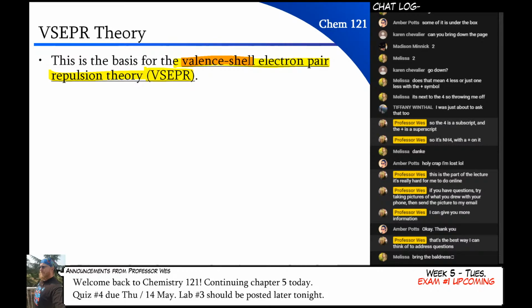What does valence shell mean? Well, the valence shell is where electrons on the outside interact with other atoms. Anything on the outermost layer of electrons is considered valence electrons. Electron pair, what does that mean? So far we've seen that all of our electrons like to pair into sets of 2. A bond is 2. 2 dots on one side of an atom is 2. So electrons must be in pairs. Repulsion, what do electrons do? Well, they repel each other. And then theory just means, this is why all of this happens.